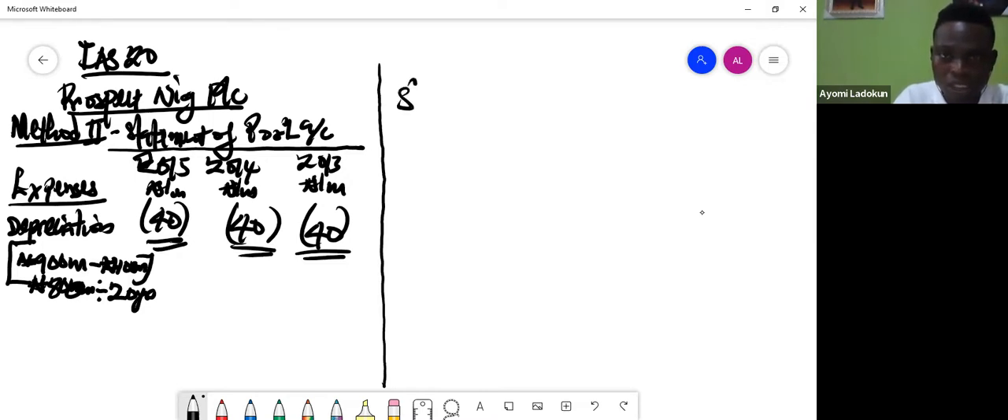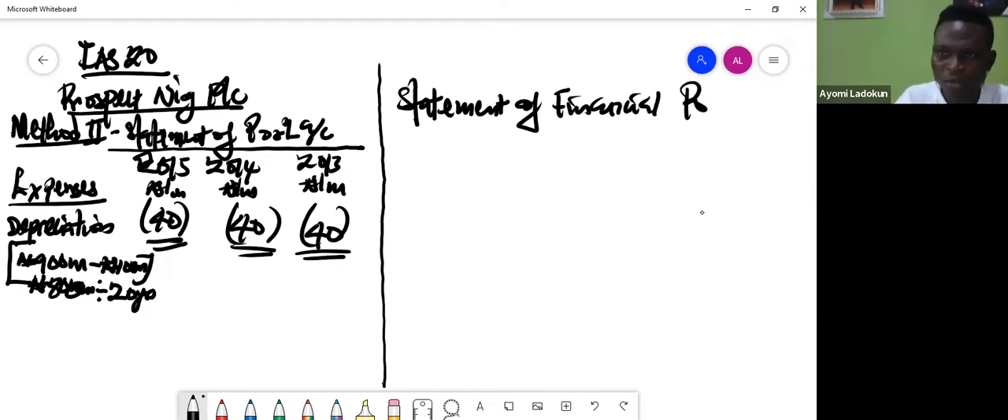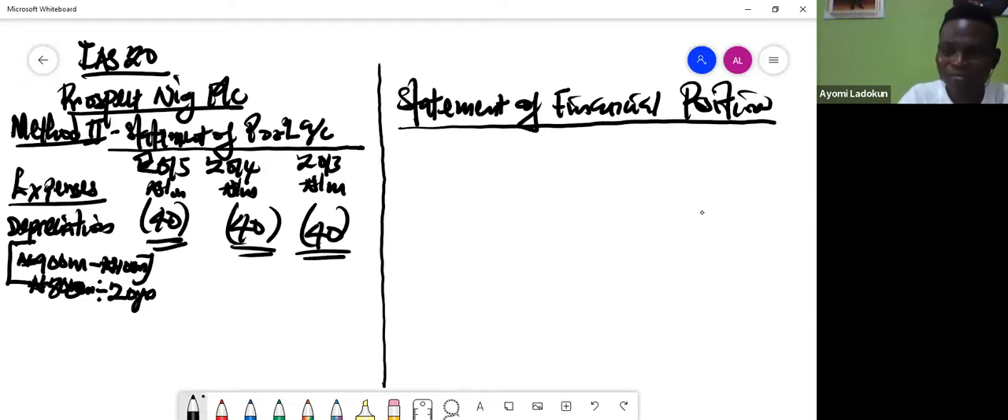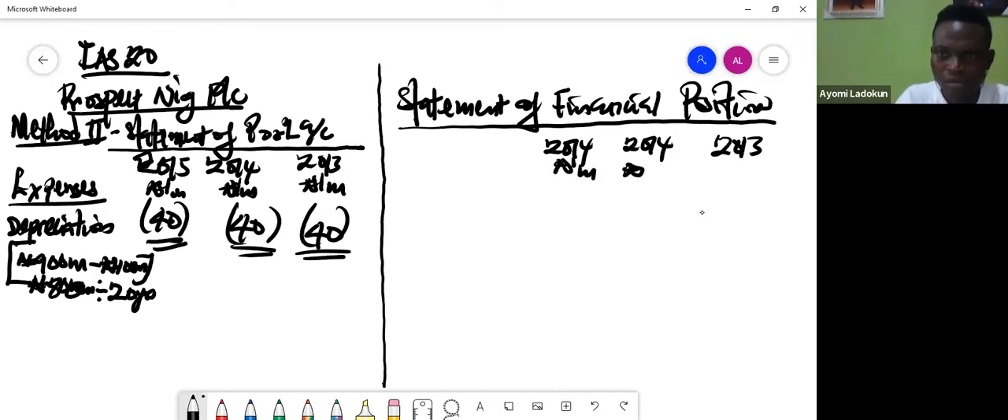So let's now go to the statement of financial position. I'm not sure whether I'm getting those spellings correctly, so please pardon me in case I'm not. We have 2013, 2014, and of course 2015. Then you do your Naira sign.